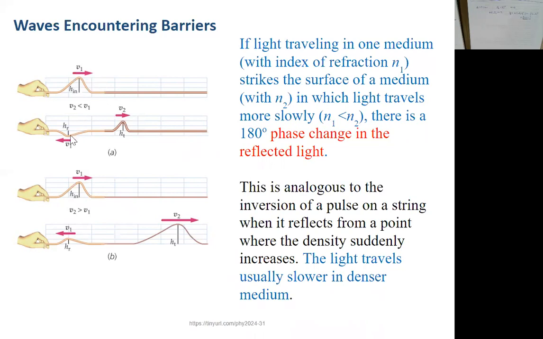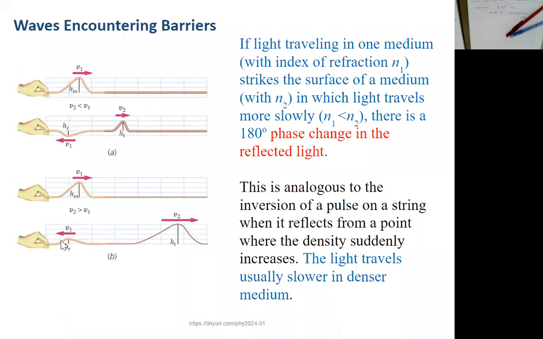So you will have a phase change in the reflected wave when it hits the thicker media, okay? On the other hand, you don't have a phase change if your wave is propagating from a thicker media into a thinner media. So the reflected wave will not have a phase change, okay?